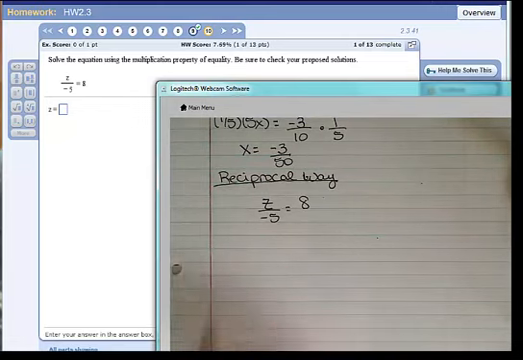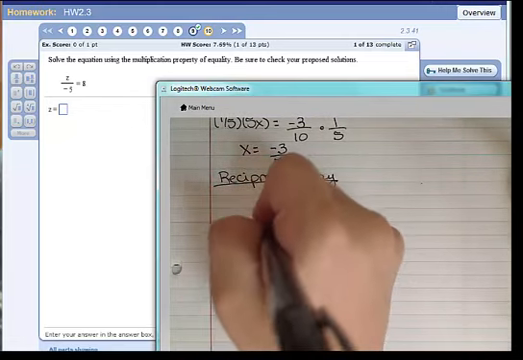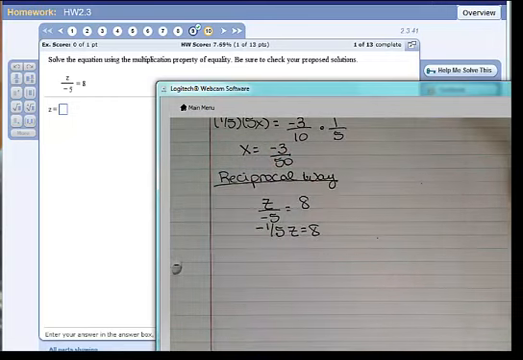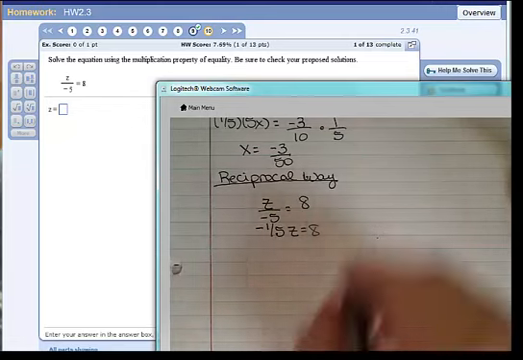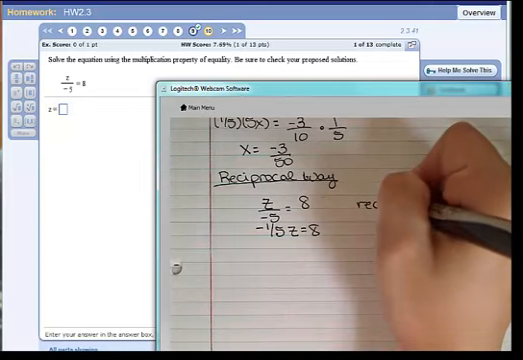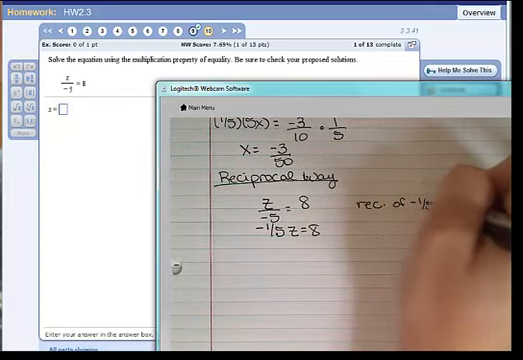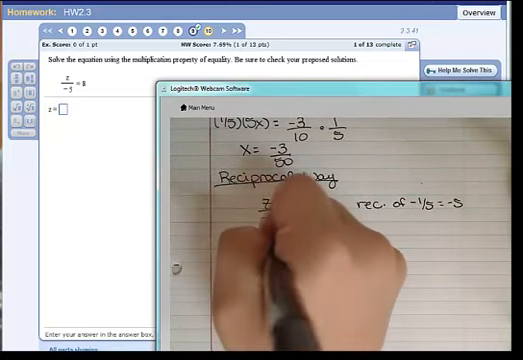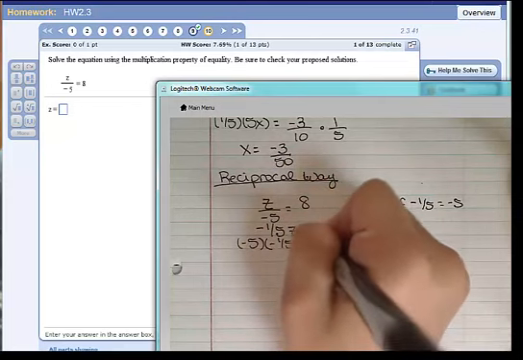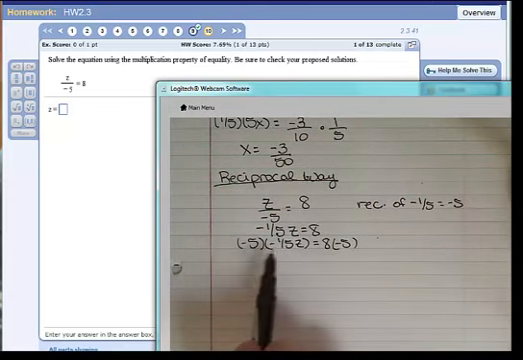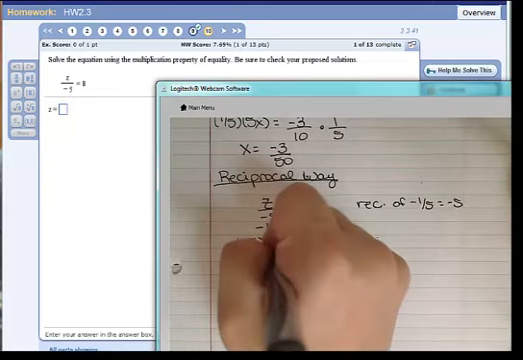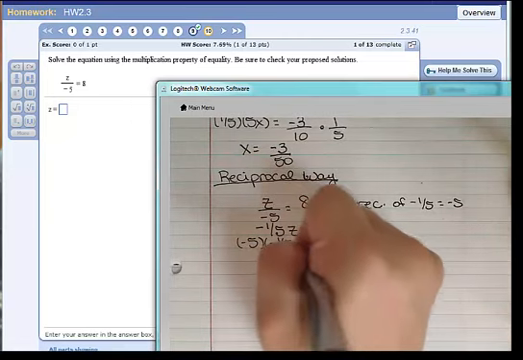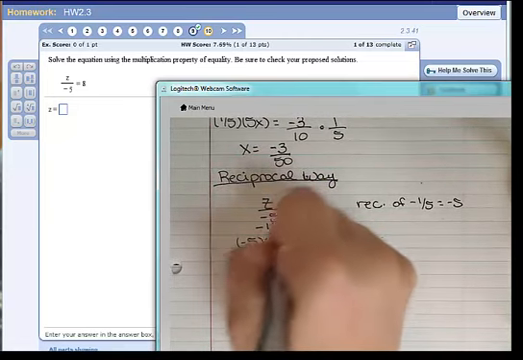Remember, when you have the variable on top, you can make it look like a fraction. So we're going to make it negative 1 over 5, z equals 8. Now the reciprocal of negative 1 over 5 is negative 5. So we're going to take both sides times negative 5. The negative 5 times the negative 1/5 is going to be 1. So we're left with z equals 8 times negative 5, which is negative 40. So that's using the reciprocal way.